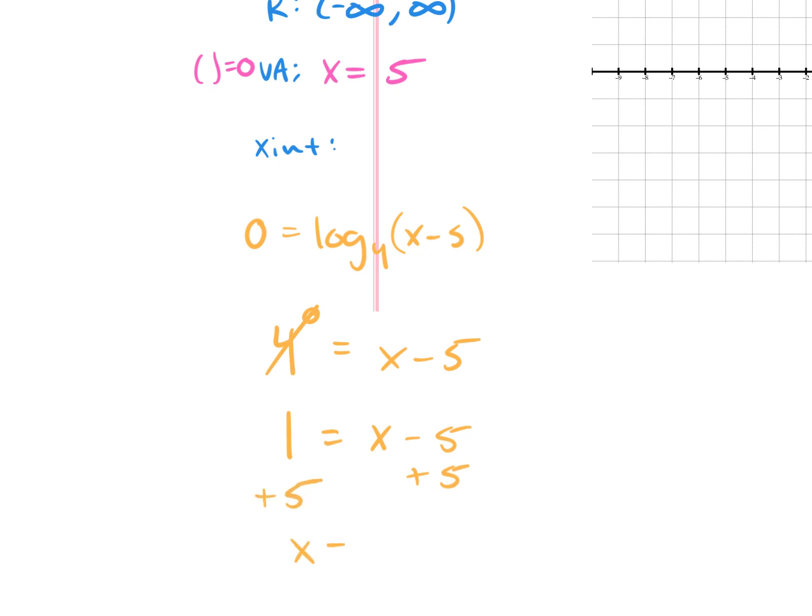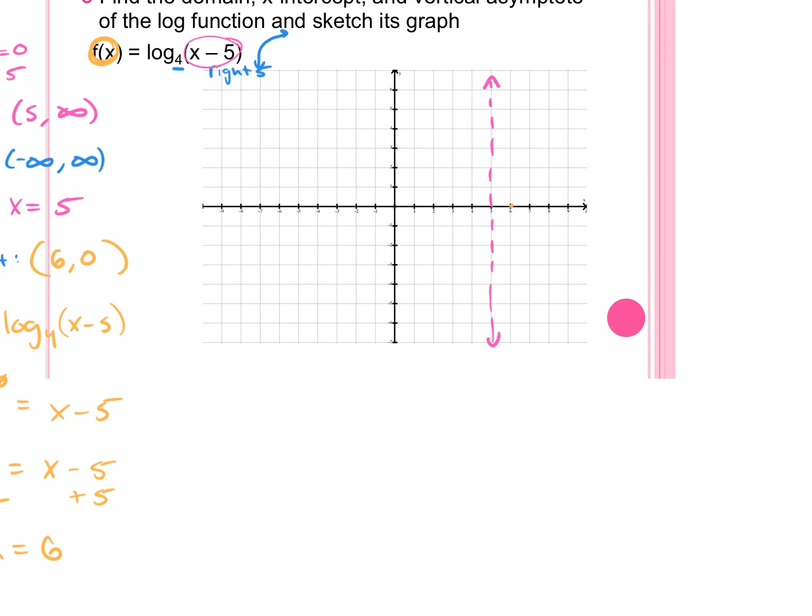So what does x equal? 6. How would I write that as an x-intercept? 6 comma 0. So I'm going to go to my graph, go to the right 6, stay at 0, and then we can draw our graph. So it'll look like that.